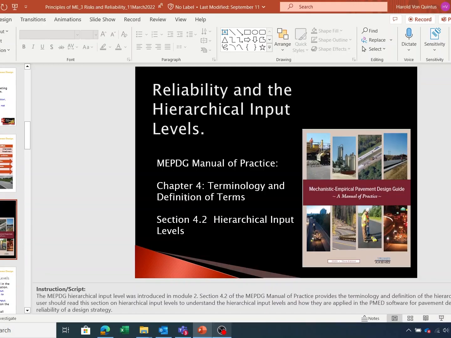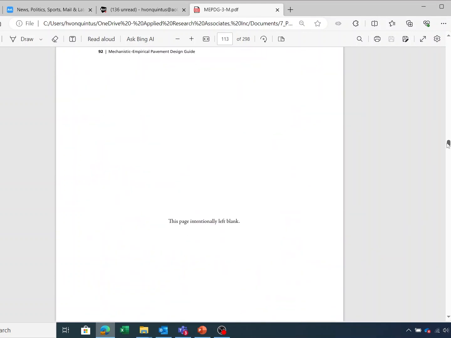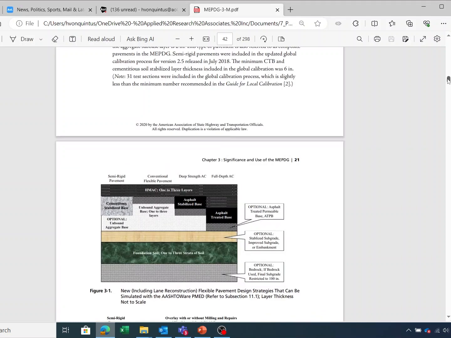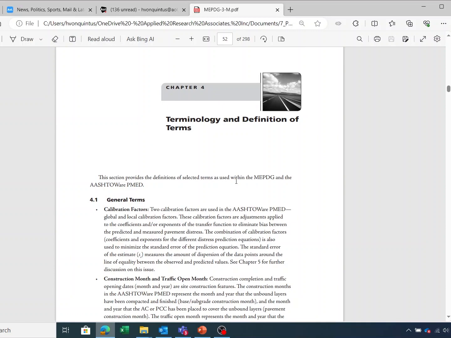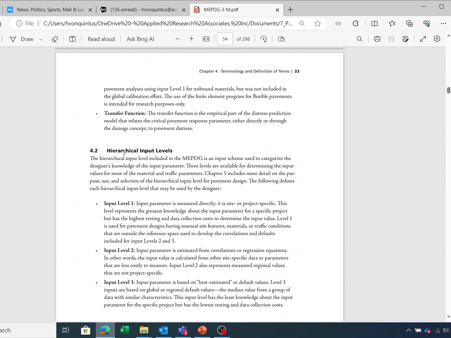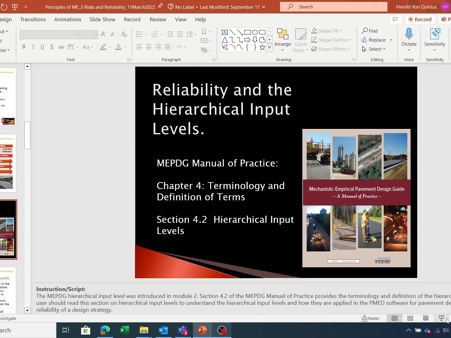So we're going to go ahead and open the manual of practice, and go up to section 4, where the terminology and definitions of terms are provided. Under section 4.2, we see the hierarchical input levels. We have input level 1, input level 2, and input level 3. These are briefly defined in the manual of practice. We're going to spend just a little time in the presentation on these input levels that are related to, or have an impact on, reliability itself. So going back to the presentation then.